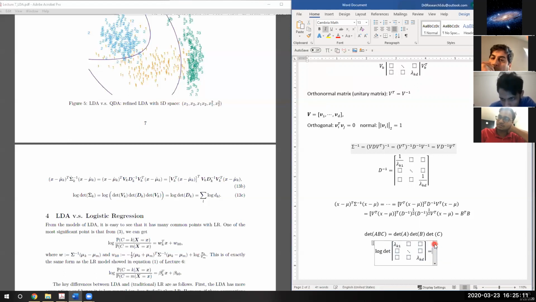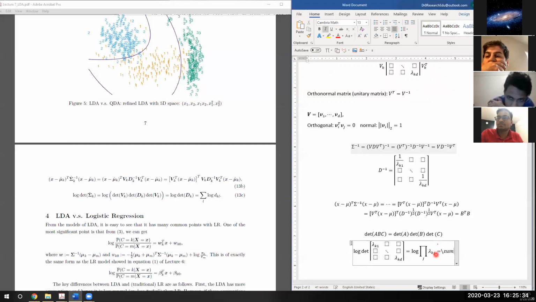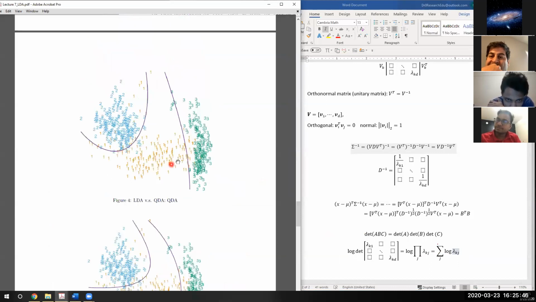This equals log of the product over j of nabla K j, right? Sure. And this finally equals nothing but the sum over j of the log nabla K j. And here, why use the D here? It should be nabla, not a D.